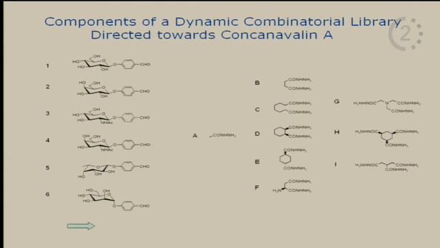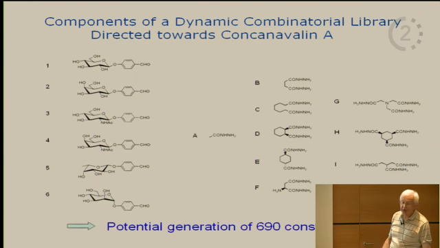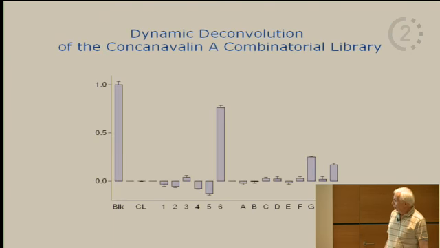So you make 6 different sugars, one of them is mannose, that guy, and you take units which can bring them together by condensation of this aldehyde which has been introduced to this NH2. This now gives 690 constituents. Now you have a problem. How do you find out which is the good one? So you do the following.